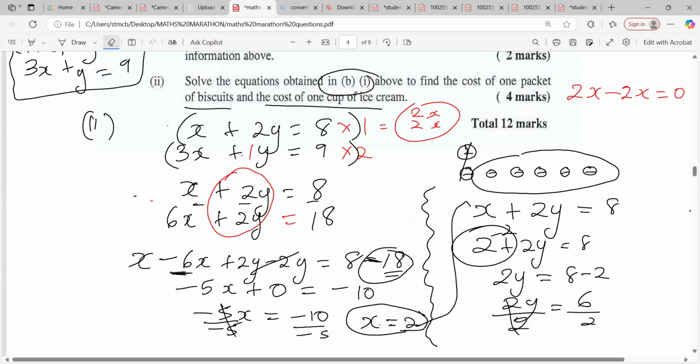So the ice cream, and guys, remember, when you're in the exam, check it. Just in case you make a mistake, you can check it. Come back to the original question, let me just shrink it up.